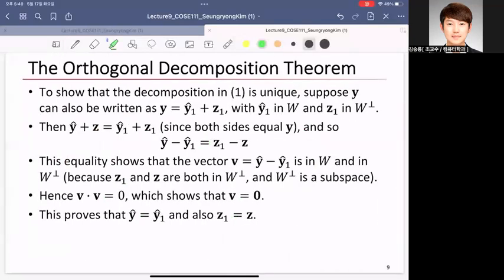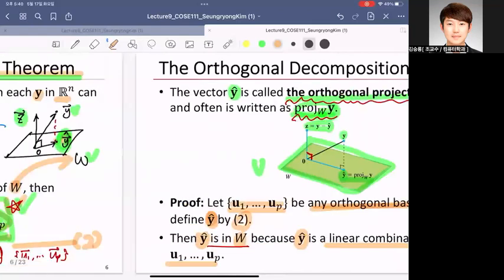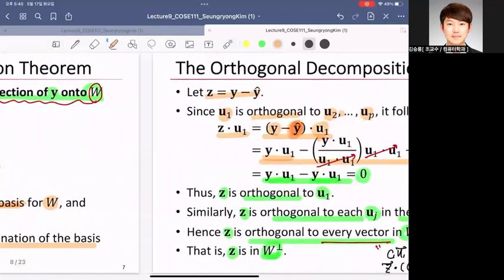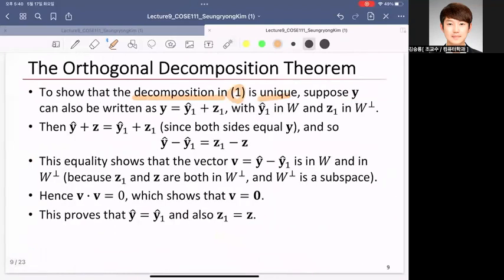To show that decomposition 1 is unique, suppose y can also be written as y1 hat plus z1, with y1 hat in W and z1 in the orthogonal complement of W. Let's suppose there is another pair y1 hat, z1. Then y hat plus z should equal y1 hat plus z1, since both sides equal y. So y hat minus y1 hat is equal to z1 minus z.